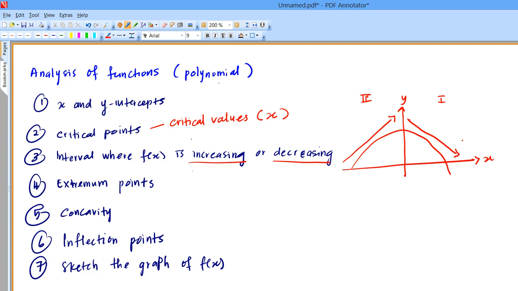And then number 4, extremum point. Extremum point means minimum and maximum point. So minimum point and maximum point. Okay, next, number 5 is concavity. Concavity is maybe concave up or concave down.